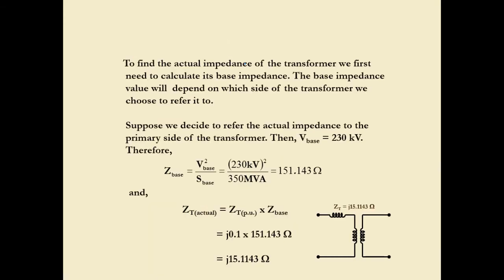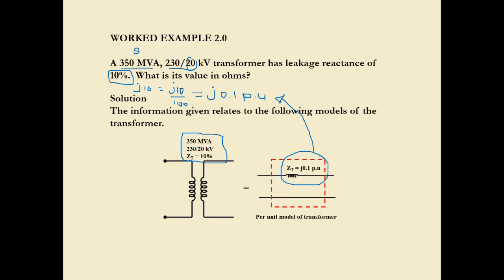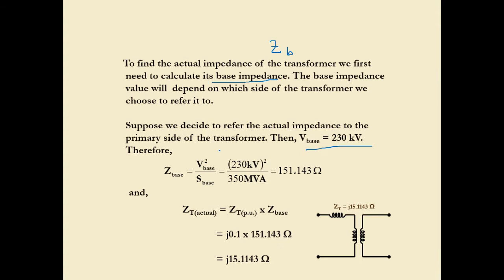To find the actual impedance of the transformer, we first need to calculate its base impedance, Z base of the transformer. The base impedance value will depend on which side of the transformer we choose to refer it to. Suppose we decide to refer the actual impedance to the primary side, then V base equals 230 kV, from the voltage ratio, since 230 kV is located at the primary side. So we choose 230 kV to be the base.